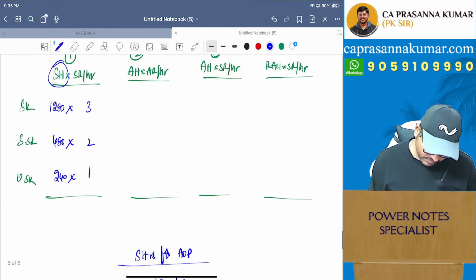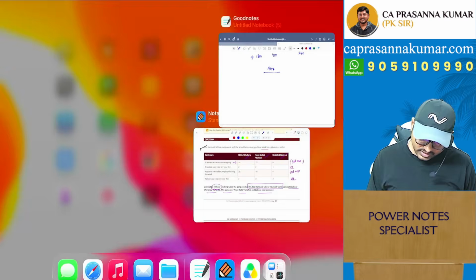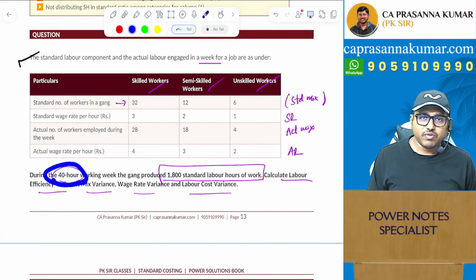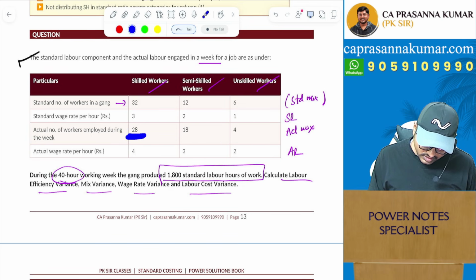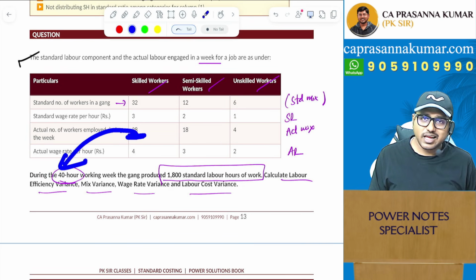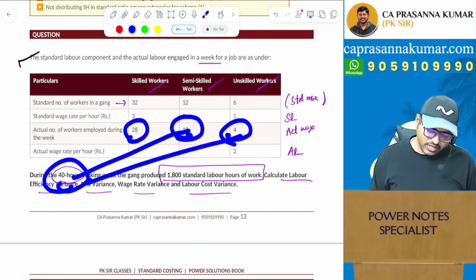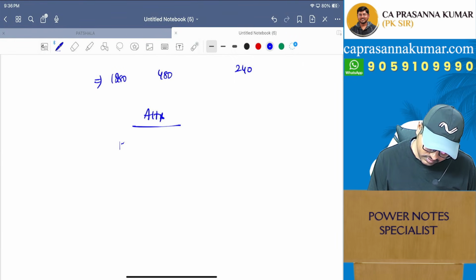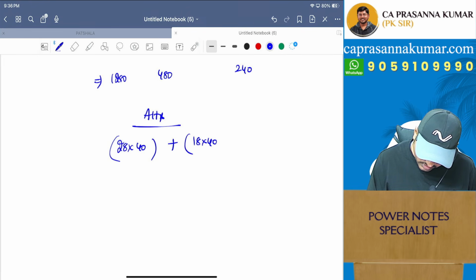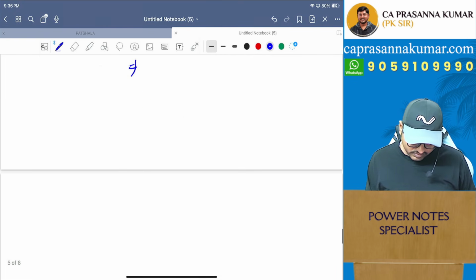Okay, what about actual hours? Very easy, sir. See, each worker can work for 40 hours per week, right? How many actual workers do you have? 28, 18 and 4. These many employees. In this 28, every employee can work for 40 hours. That's the actual hours that he can work. So 28 into 40 plus 18 into 40 plus 4 into 40 is nothing but actual hours.